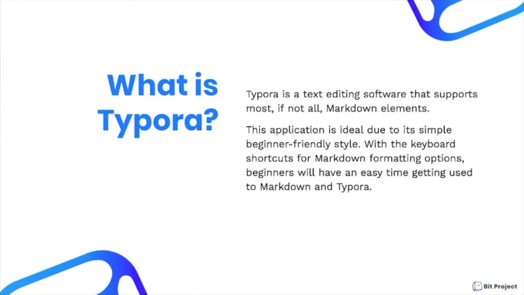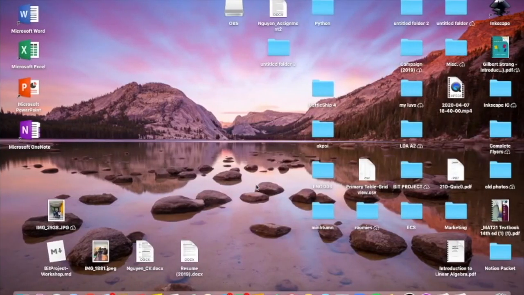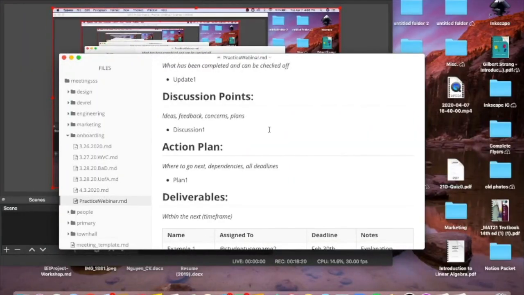Typora is an editing application that supports Markdown. It is very simplistic with a minimalistic aesthetic that allows it to be very beginner friendly. It has shortcuts for the Markdown formatting options for beginners to get used to. Here are some resources that you could refer to if you are not familiar with Markdown and Typora, but I'll give a quick example of what it looks like.